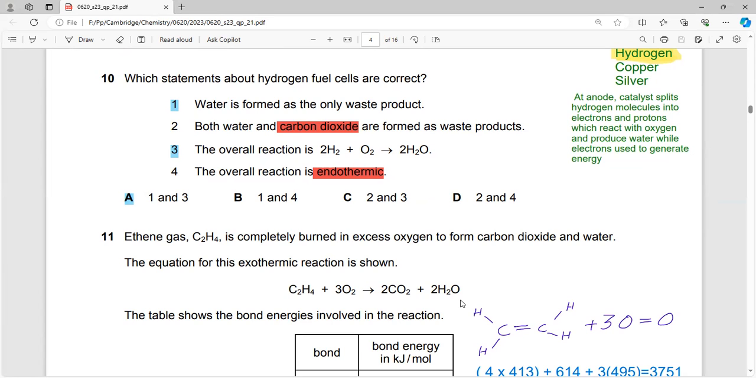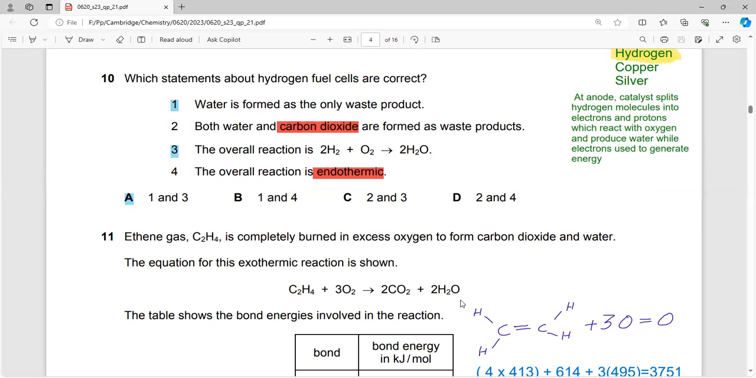So we define that at the anode, the catalyst splits the hydrogen molecule into electrons and protons. Now these protons, the hydrogen ions, will react with the oxygen and produce the water molecule, while the extra electrons will be used to generate electricity, and this will in turn produce mechanical energy. So overall, that's the process for the hydrogen fuel cell. We're going to see which option is correct according to this given information.